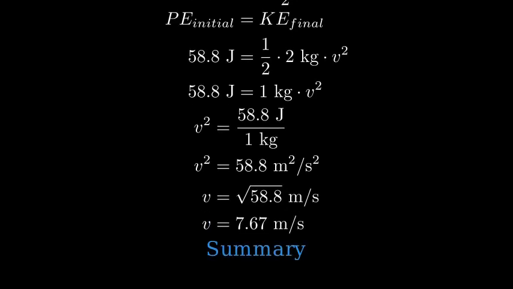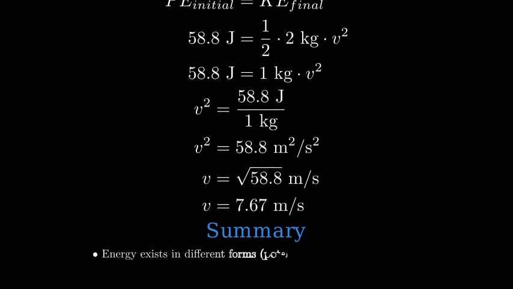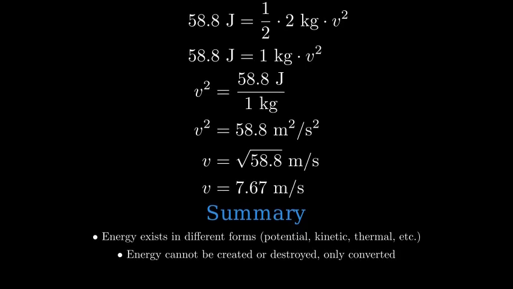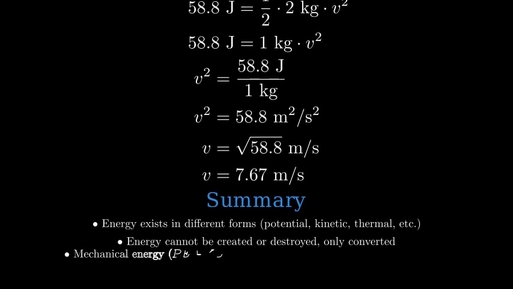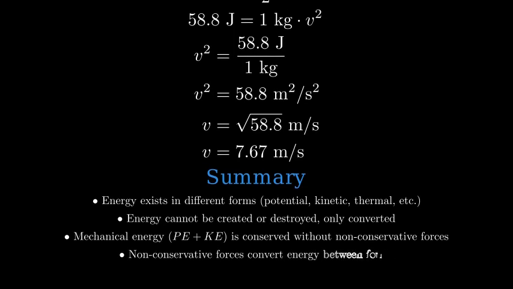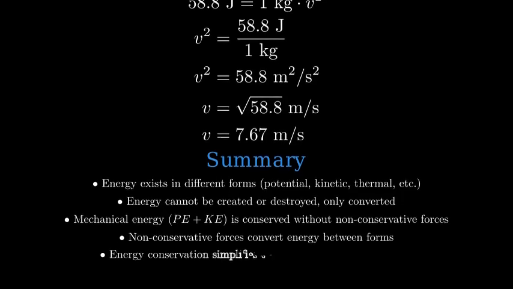Let's summarize what we've learned about conservation of energy. Energy exists in different forms, including potential, kinetic, thermal, and others. The law of conservation of energy states that energy cannot be created or destroyed, only converted from one form to another. In the absence of non-conservative forces, mechanical energy, the sum of potential and kinetic energy, is conserved. Non-conservative forces like friction convert mechanical energy to other forms like thermal energy, but the total energy is still conserved. Understanding energy conservation gives us powerful tools for solving physics problems that would be difficult using other methods.